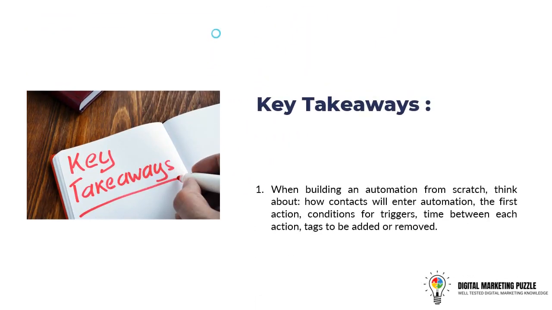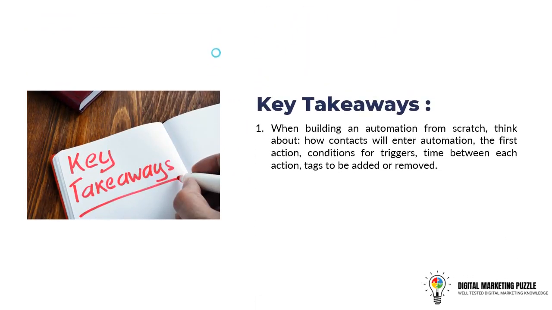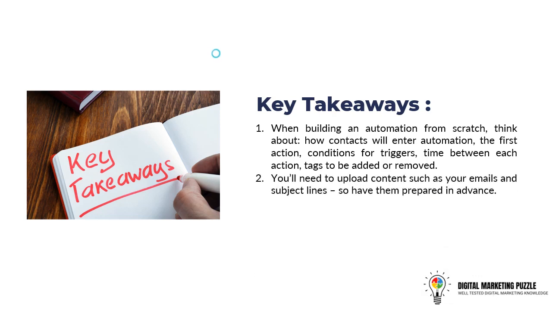Key takeaways. When building an automation from scratch, think about how contacts will enter the automation, the first action, conditions for triggers, time between each action, and tags to be added or removed. You'll need to upload content such as your emails and subject lines, so have them prepared in advance. Keep automations short and simple.